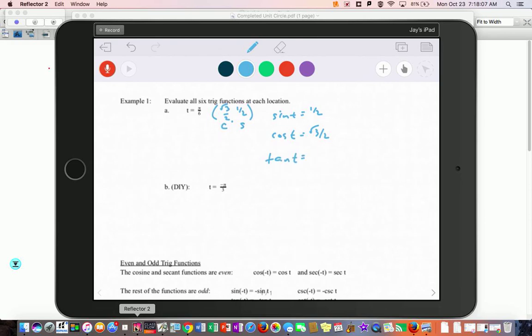What we want to know with tangent is that tangent is sine over cosine. And so when I do sine over cosine, I'm going to do 1/2 divided by root 3 over 2. Now, when you divide by a fraction, that's the same as multiplying by the reciprocal. So I'm going to multiply by 2 over 3. The 2's go away, and you have 1 over root 3, but we don't want root 3 on the bottom. And so I get root 3 over root 3 here.